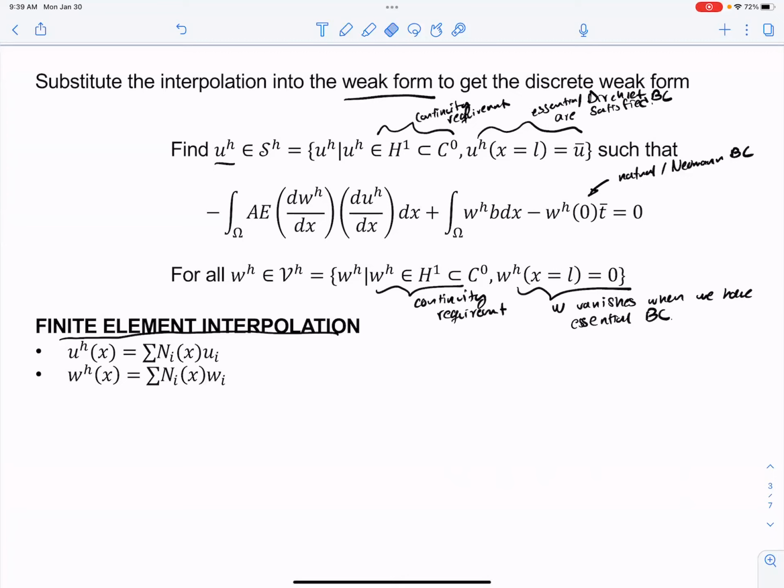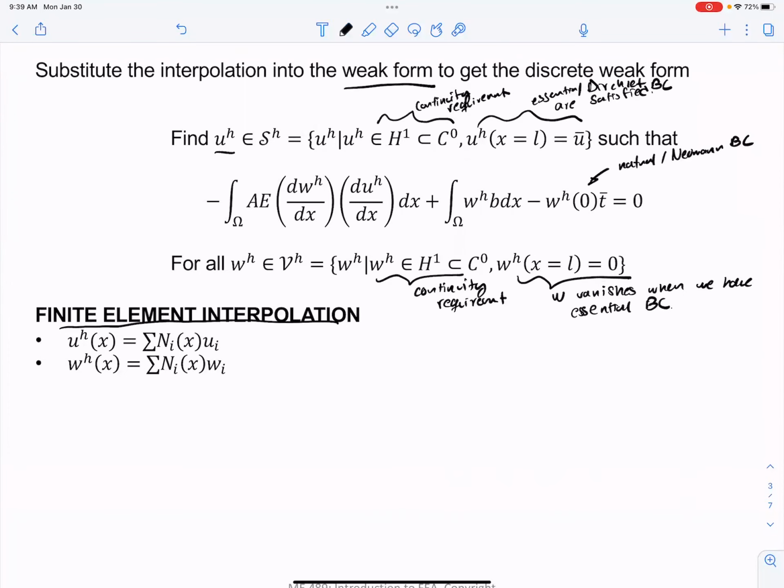So again, the weak form is find the function u, which has some continuity requirement and that satisfies essential boundary conditions, such that that integral equation is satisfied for all w's that also have to have some continuity requirement, and that they should vanish whenever you have essential boundary conditions. That was the weak form.